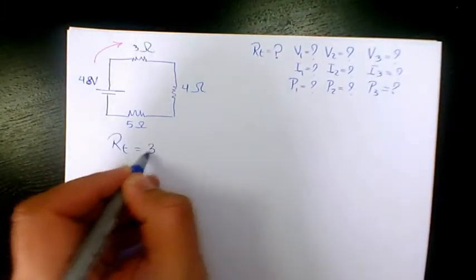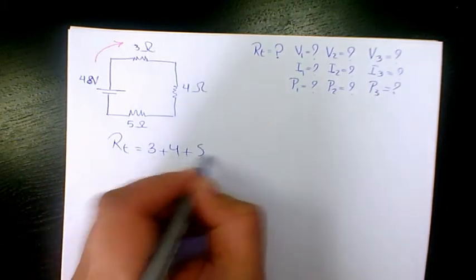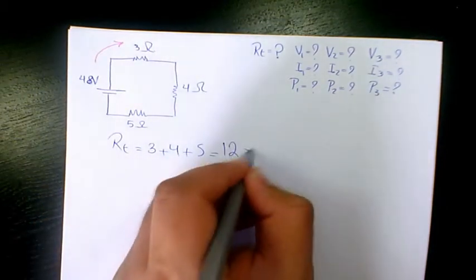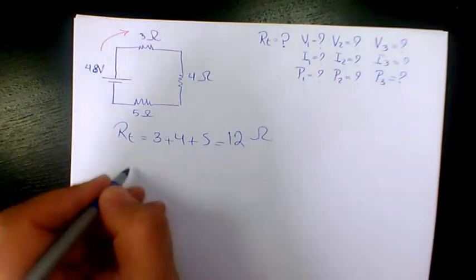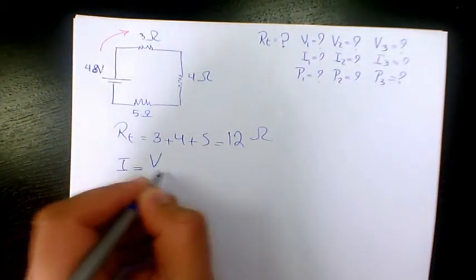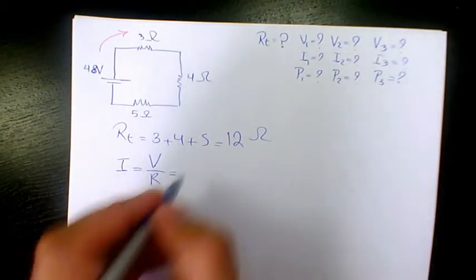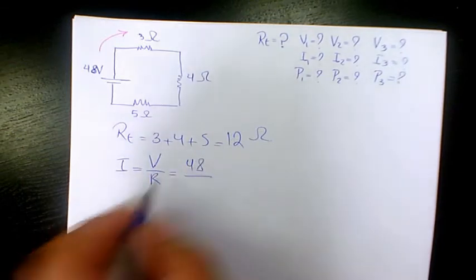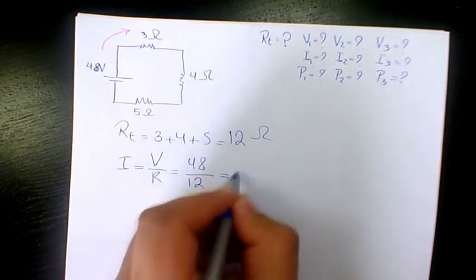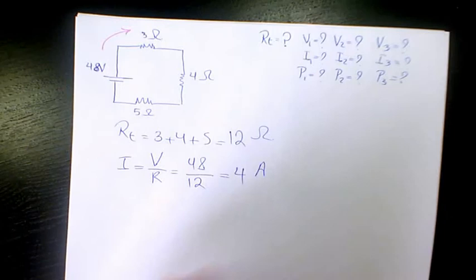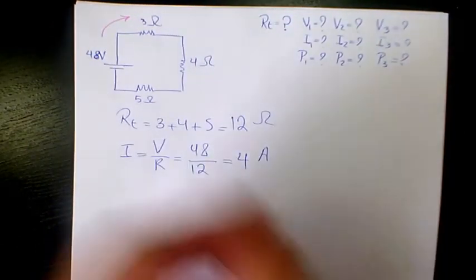RT is 3 plus 4 plus 5. That's going to be 12 ohm. The I is going to be V divided by R. It's going to be 48 divided by 12. That's going to be 4 amps. So that's going to be 4 amp.